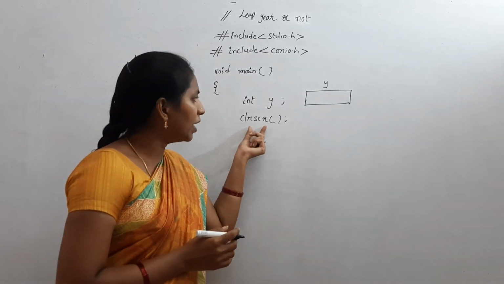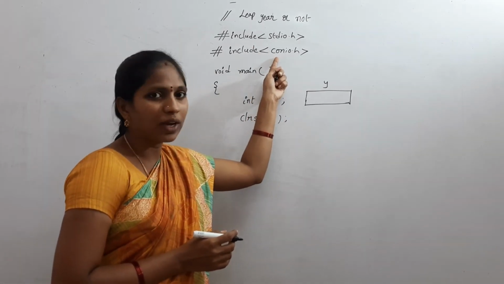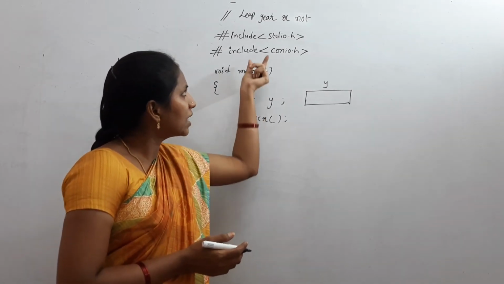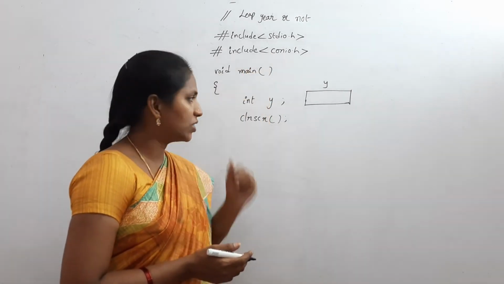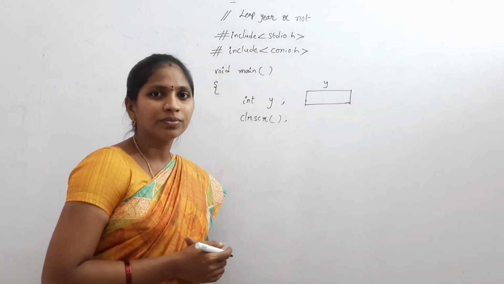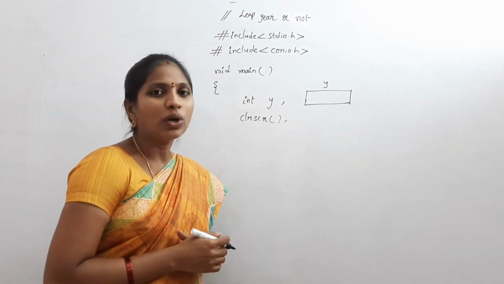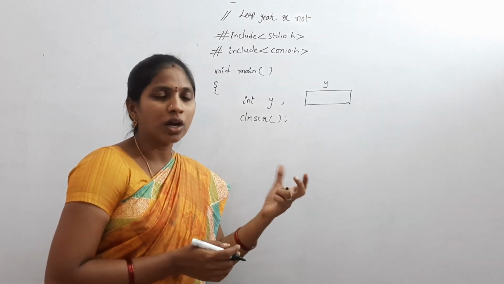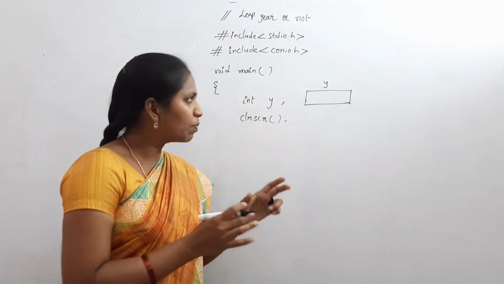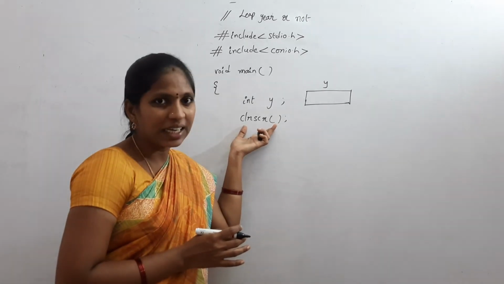Then see clrscr. This is a predefined function. The declaration of this function is present in the header file conio.h. I want to use this clear screen function, that's why I included conio.h here. What is the use of the clear screen function? It is used to clear the output screen. I want to clear the previous output or result from the output screen, and display only the output of this program. That's why I used clear screen here.